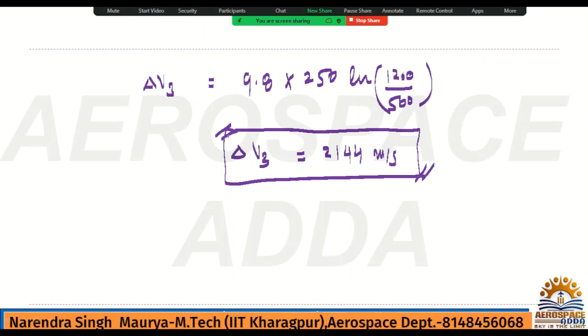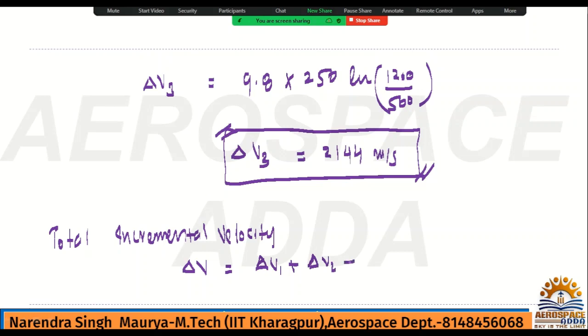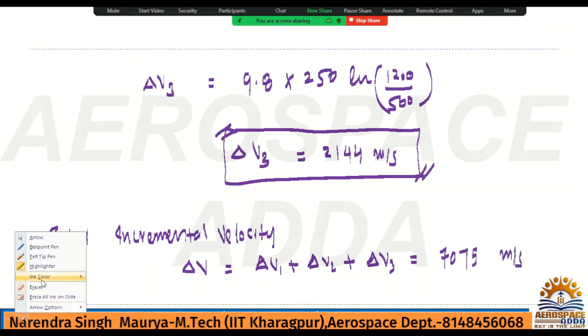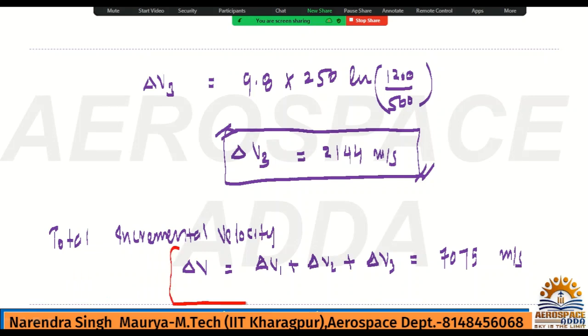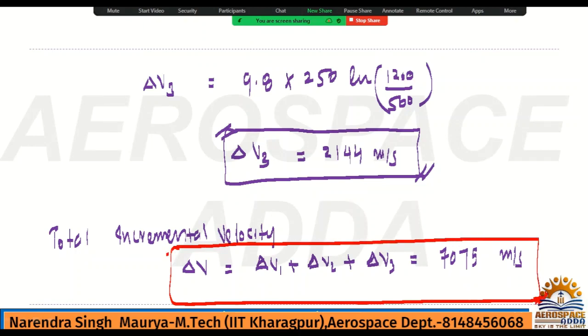Otherwise in GATE problems they will give a very simple problem. Okay, so the total incremental velocity, it will be delta V, approximately 7075 meter per second, right? This is the value. Done.